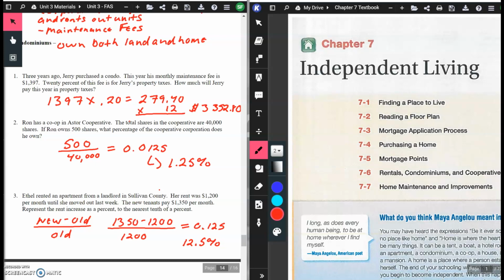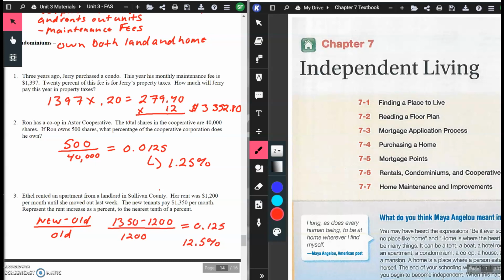Number 3, Ethel rented an apartment from a landlord in Sullivan County. Her rent was $1,200 per month until she moved out last week. The new tenants pay $1,350 per month. Represent the rent increase as a percent to the nearest tenth of a percent. So for percent increase, the formula is new minus old, divided by the old. So the new rent is $1,350 minus the old rent of $1,200, divided all by the old rent of $1,200.